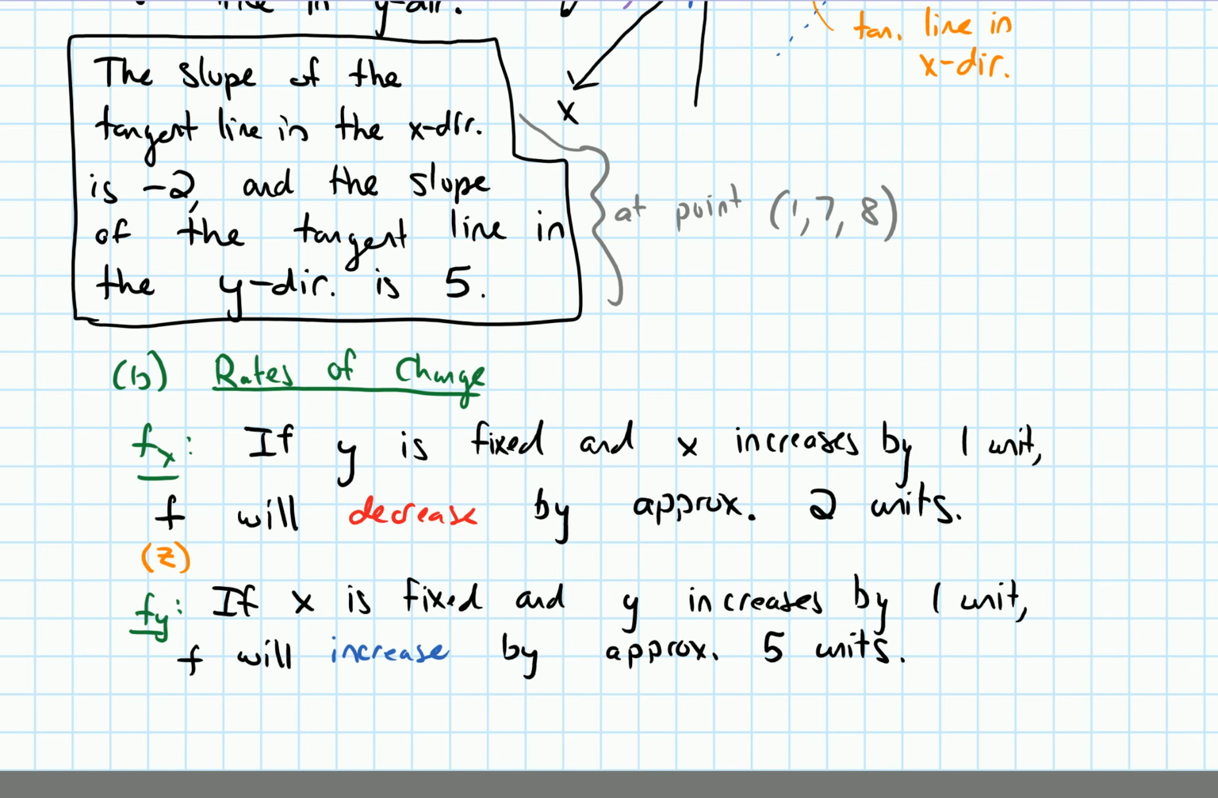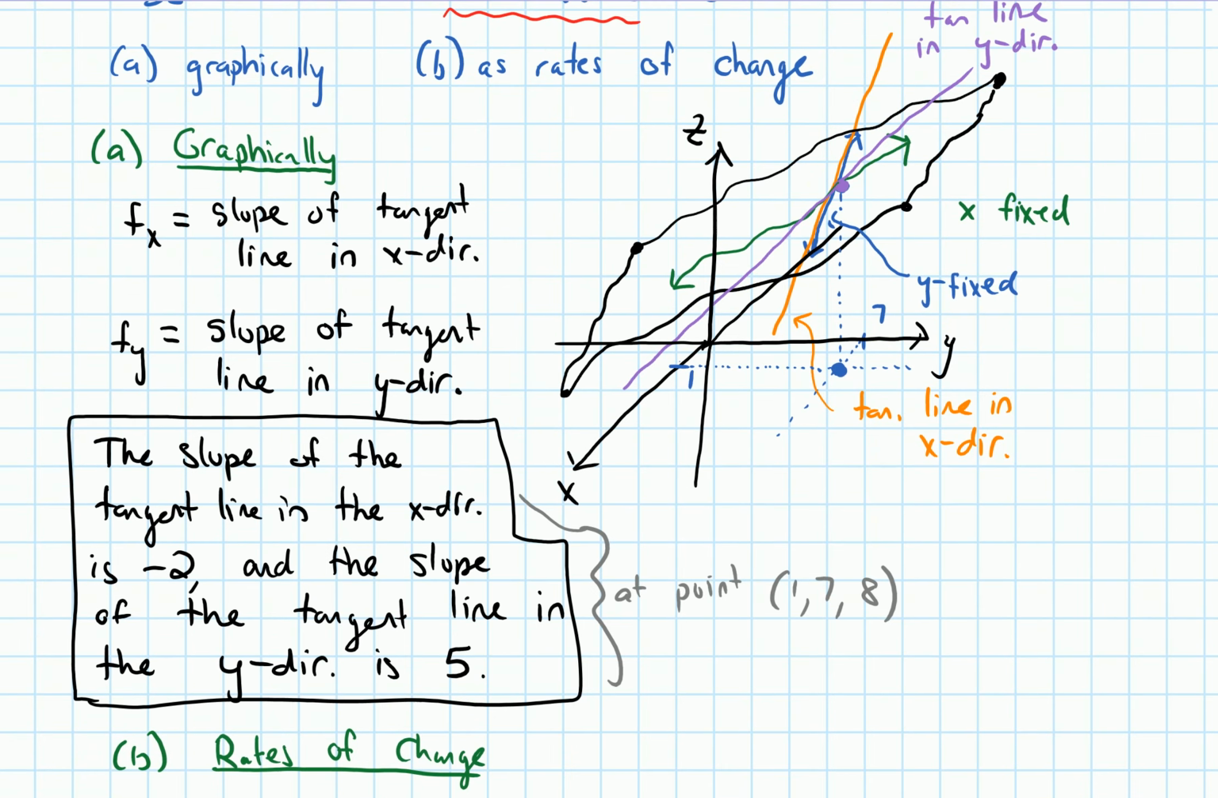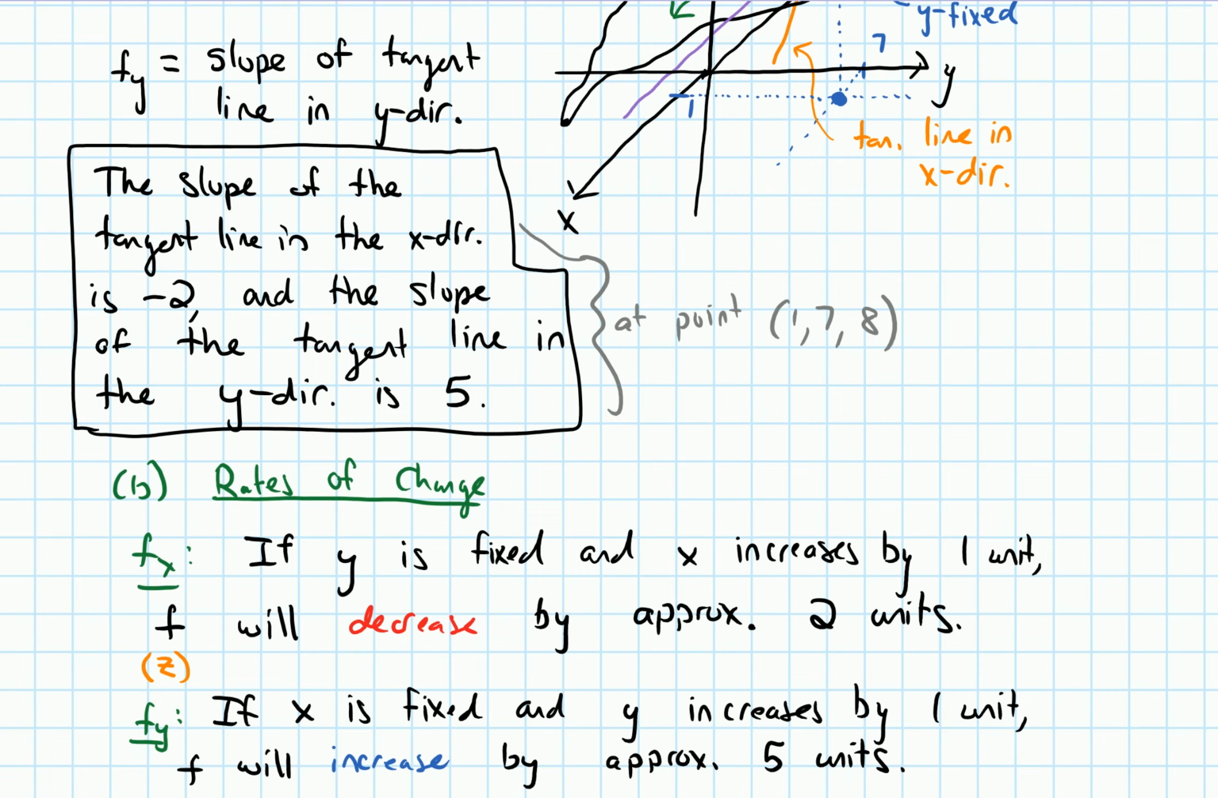And I can see that from the picture as well. If I look at my picture, in this y direction, if I let y get bigger here, and I move along that purple tangent line in the y direction, as y gets bigger, the z values also get bigger. The z values are also increasing. And that's what my statement under rates of change is saying.